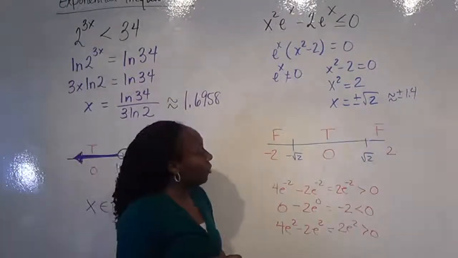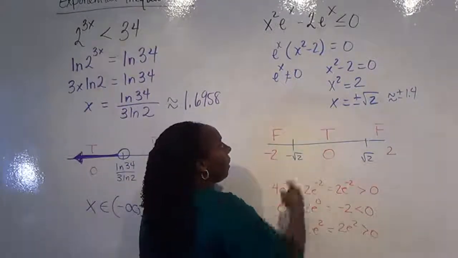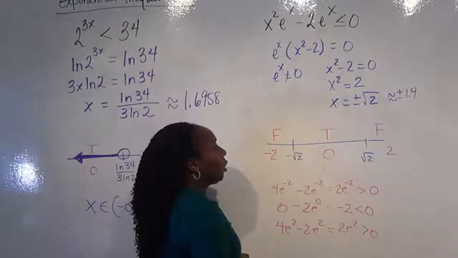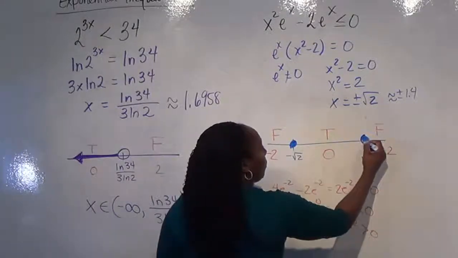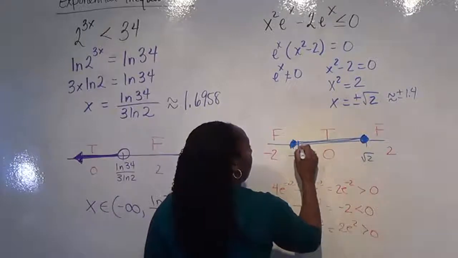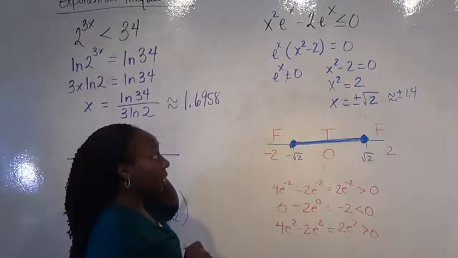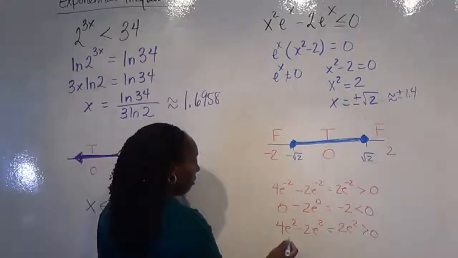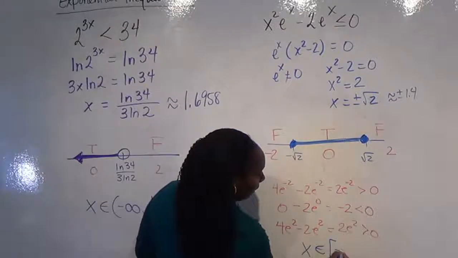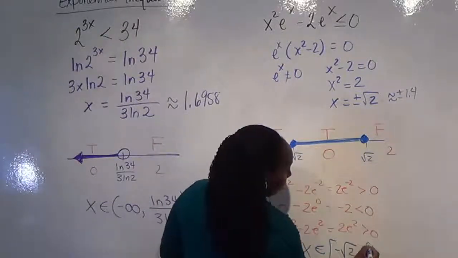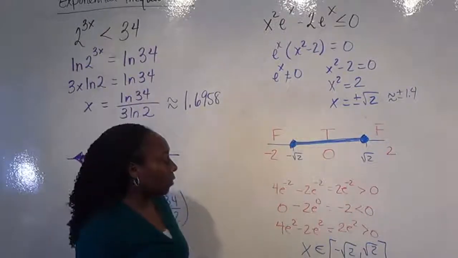So in terms of our solution, we want the true regions. Our inequality is inclusive, so I'm looking at the closed circles and everything between. So here our solution is going to be all x in the interval from negative root 2 to root 2. And again, we use the brackets because we're including those values.